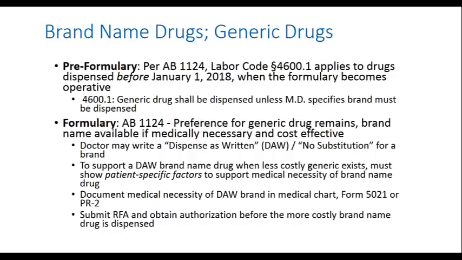A doctor can write a prescription for a brand name drug and specify that it must be dispensed as written or no substitution. However, if there is a less costly therapeutic equivalent, the doctor must substantiate the medical necessity of the more costly brand name drug, including the patient-specific factors that support the need for the brand that could not be met by the generic therapeutic equivalent. The determination of whether the brand and the generic are therapeutic equivalents is based upon the Food and Drug Administration's determination that the two drugs are assigned a therapeutic equivalence evaluation code beginning with the letter A. These therapeutic equivalence codes are set forth in the FDA's publication called the Orange Book.